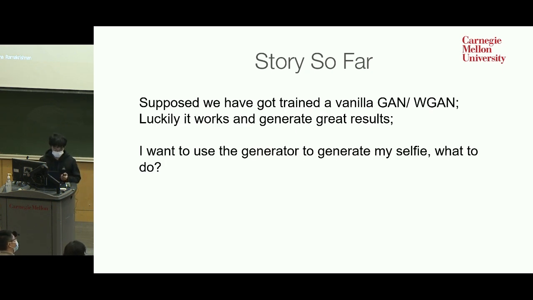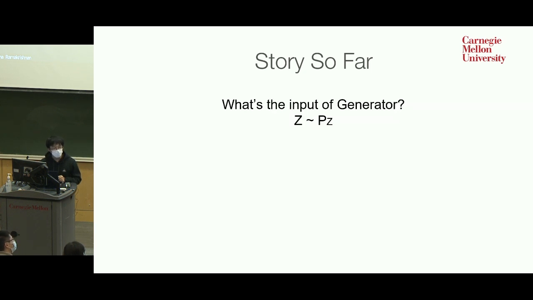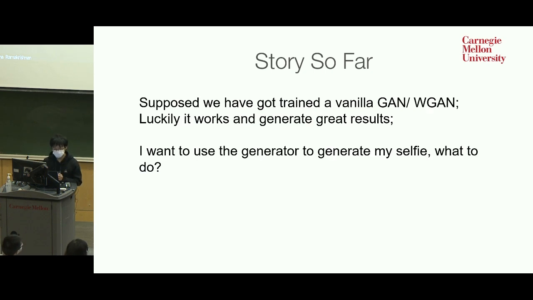Great. So the only information we know is that the input of our generator is something sampled from some Gaussian prior distribution. And if we have already trained a GAN, whether the vanilla GAN or the WGAN, and luckily it converges and generates great results, I want to use this in a real case, for example, to generate my selfie. So what to do? How could I tell the generator to generate my selfie instead of a dog's face, if there's any way?